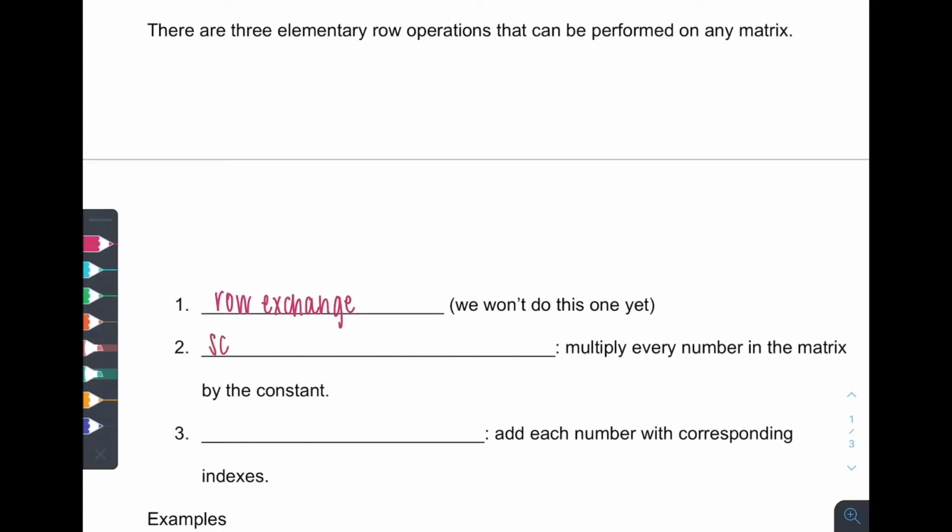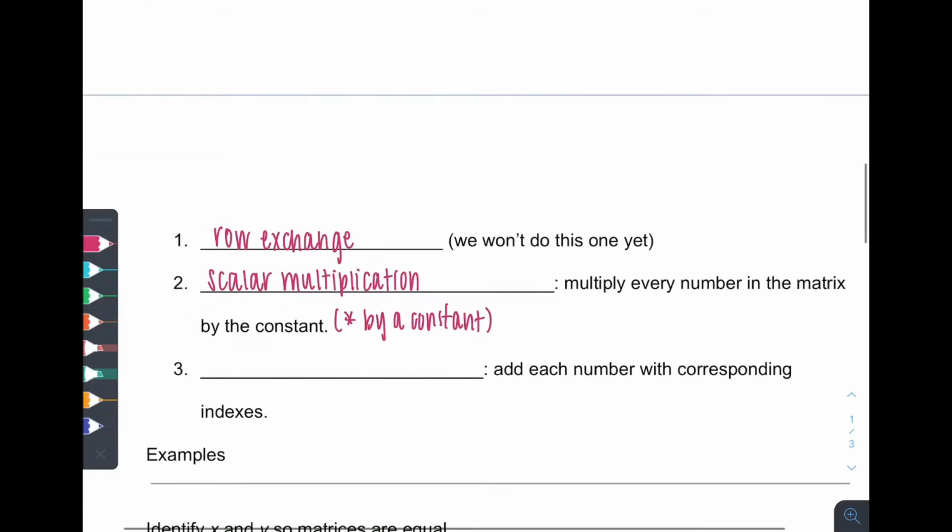We have scalar multiplication, which is you are multiplying by a constant. And then the third one is matrix addition, where each number is added with a corresponding index.